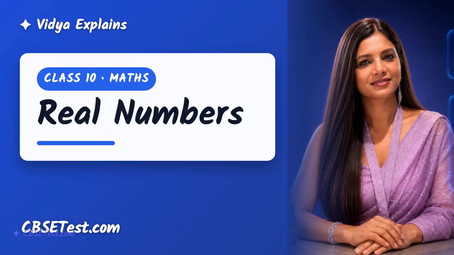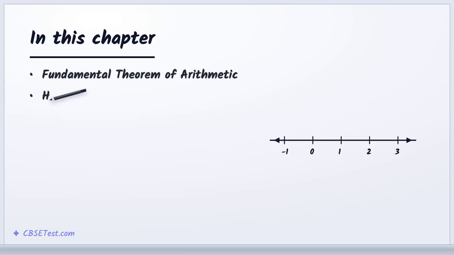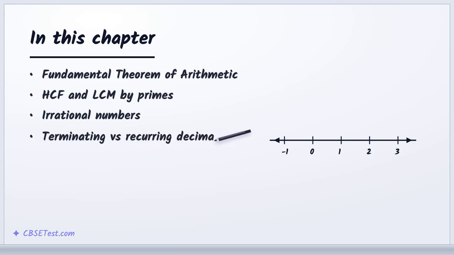Let's learn real numbers together, step by step. In this chapter, we look deeper at real numbers, how every number is built from primes, how that gives us HCF and LCM, why numbers like root 2 are irrational, and what decides whether a decimal stops or repeats.